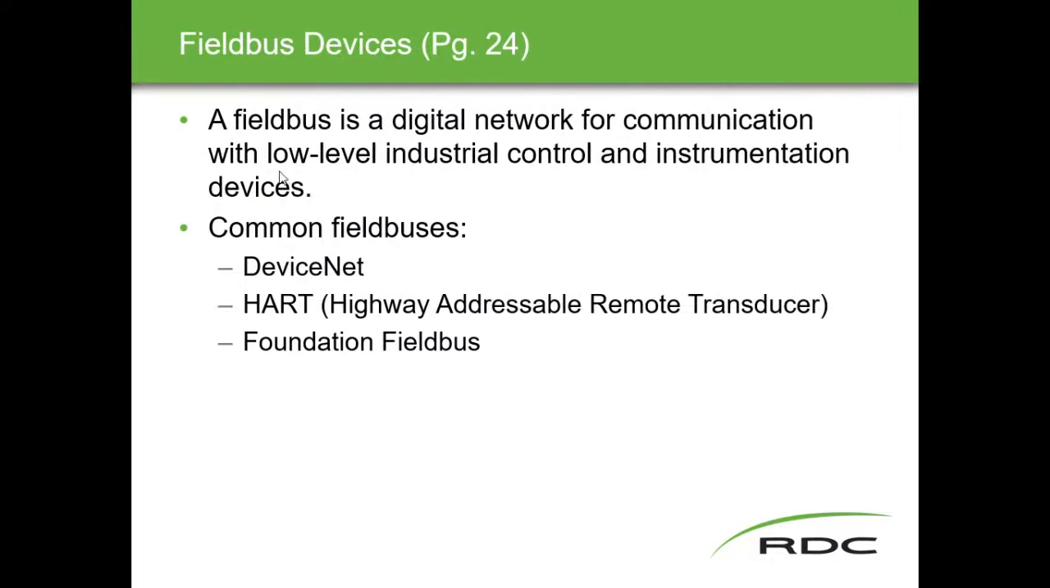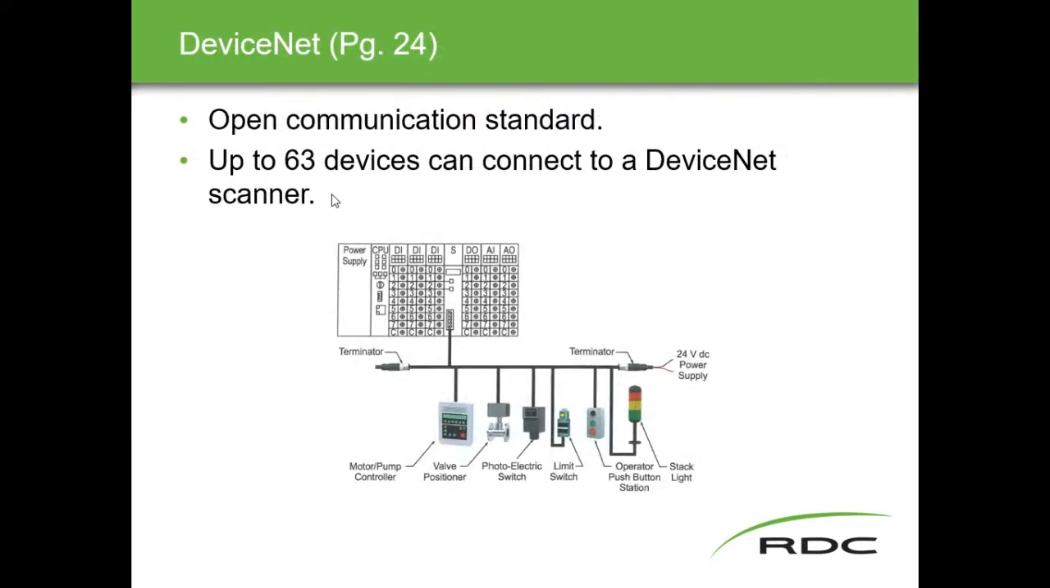Okay, so again, field bus, the digital network that we use for communication with low-level instrumentation devices, and by low-level, they mean, you know, like transmitters and field devices. Okay, the common ones are the ones we talked about, again, HART, Foundation, and DeviceNet. And DeviceNet, again, just some quick review points here. Open standard, up to 63 devices can connect to a scanner. I know you guys are going to say, well, I think it's up to 255, but that's through a number of scanners you can get there.